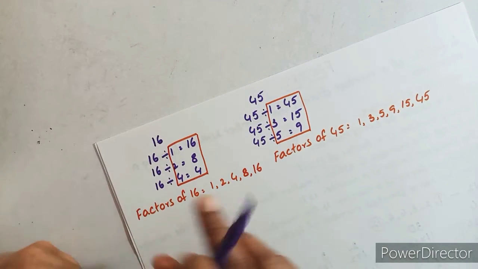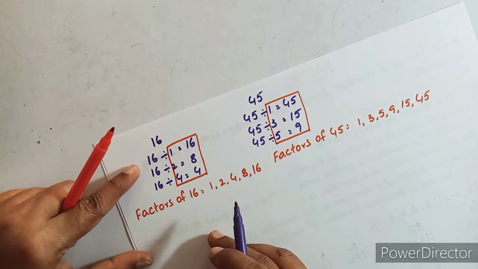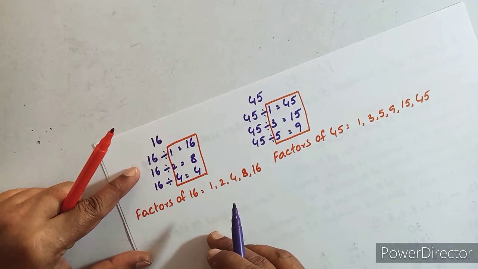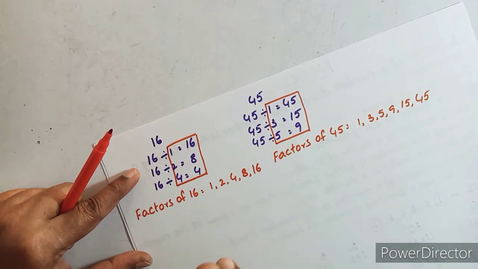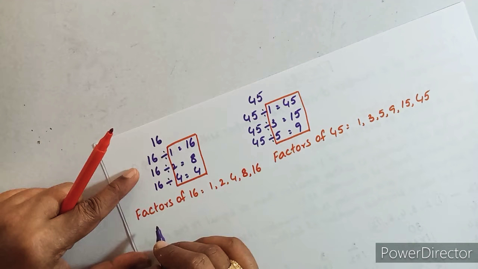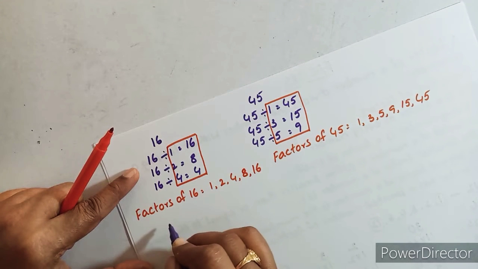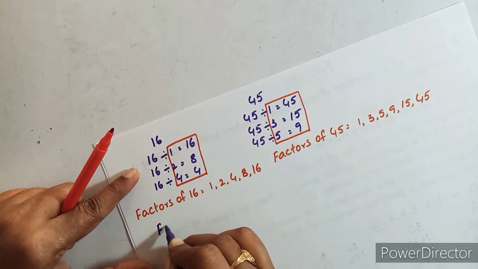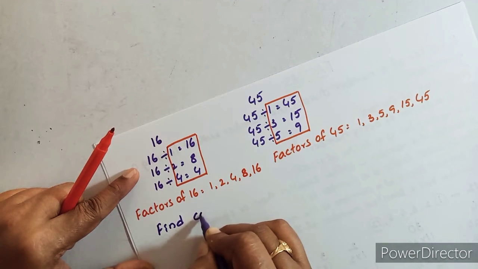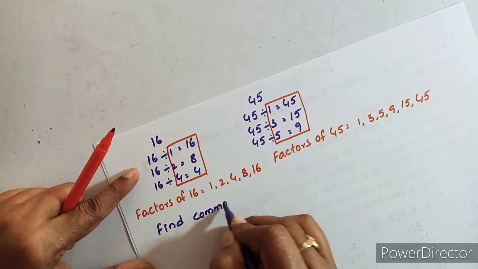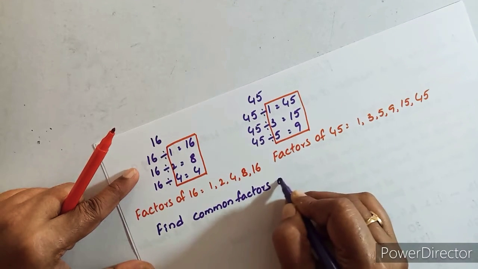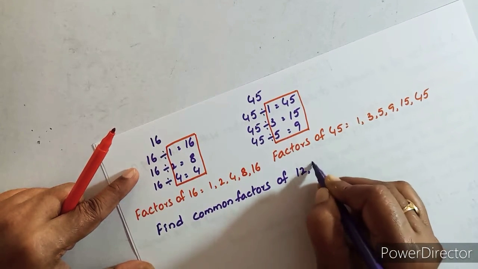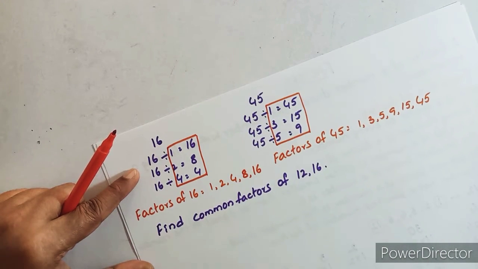And some questions you can get like find the common factors of given two numbers or three numbers or whatever it is. Minimum 2 numbers are there. You can find the common factors. How to find the common factors? Say for example, find common factors of 12 and 16. So how will you find?